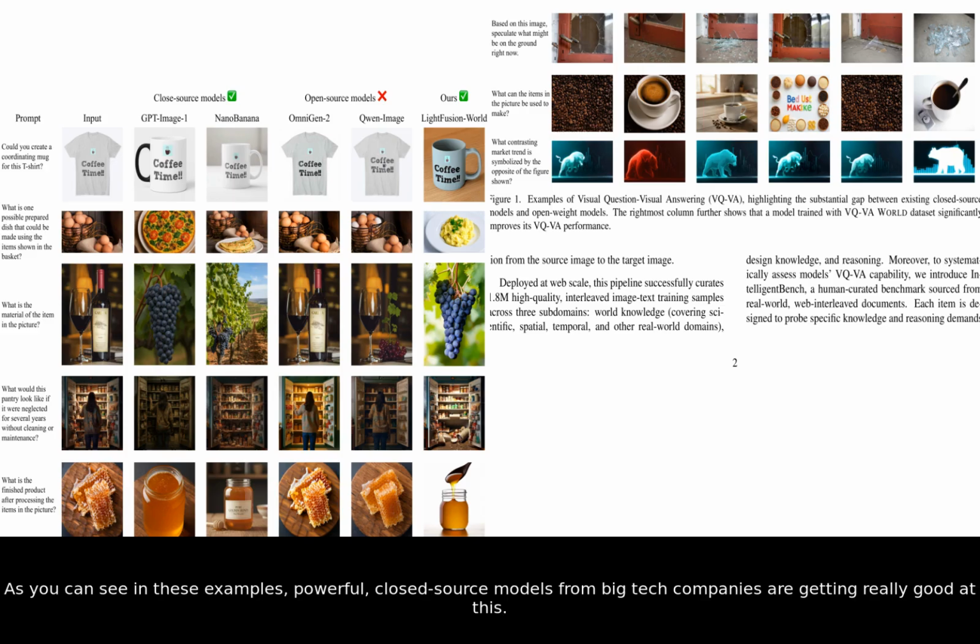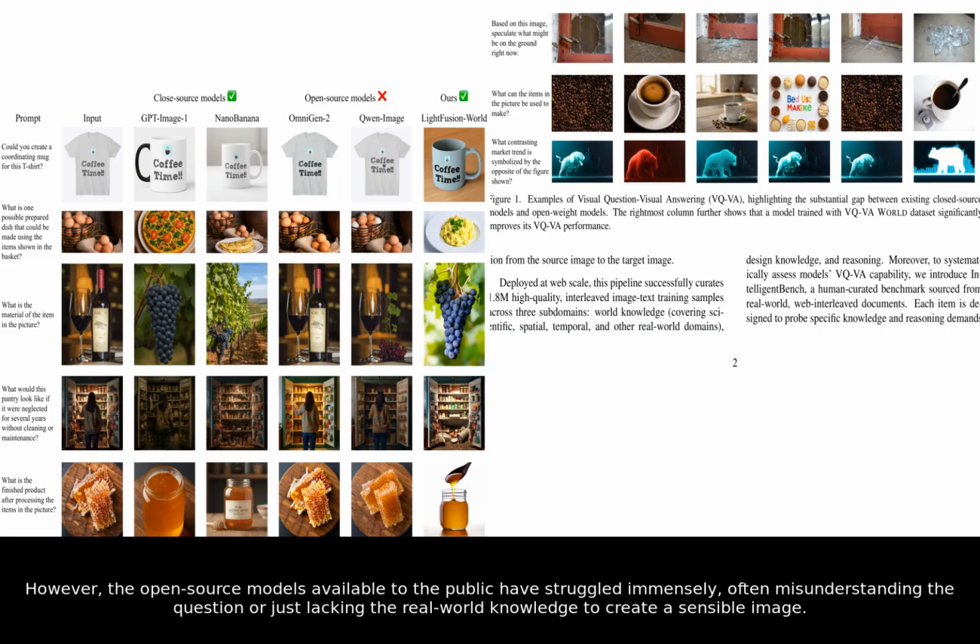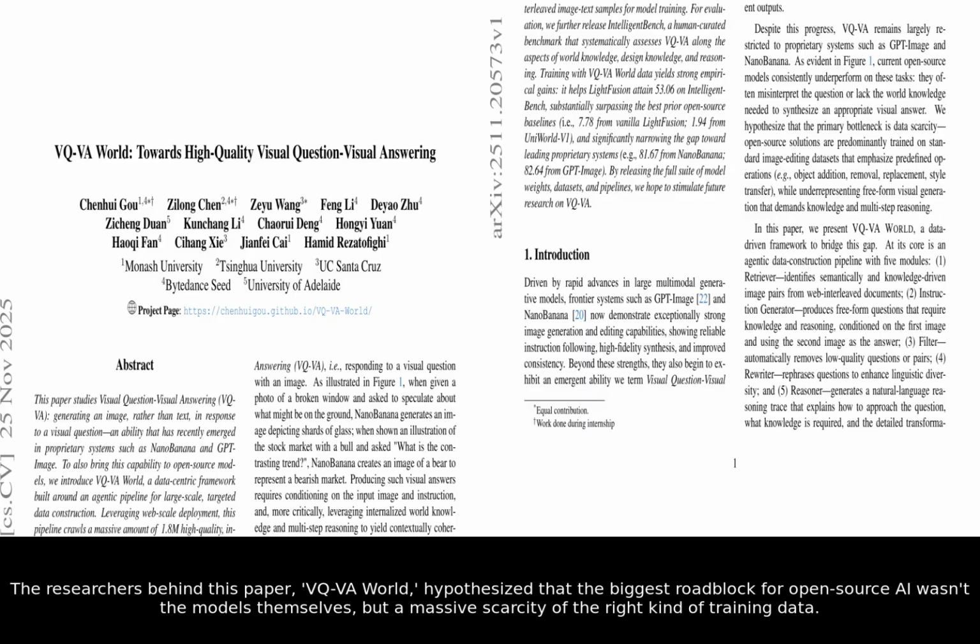As you can see in these examples, powerful, closed-source models from big tech companies are getting really good at this. However, the open-source models available to the public have struggled immensely, often misunderstanding the question or just lacking the real-world knowledge to create a sensible image. The researchers behind this paper, VQVA World, hypothesized that the biggest roadblock for open-source AI wasn't the models themselves, but a massive scarcity of the right kind of training data.